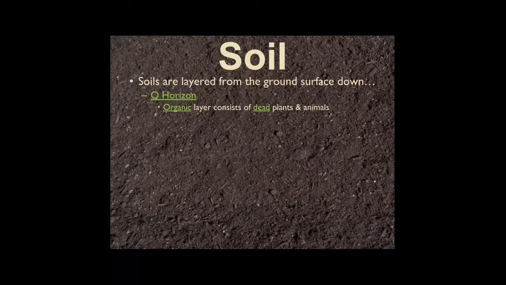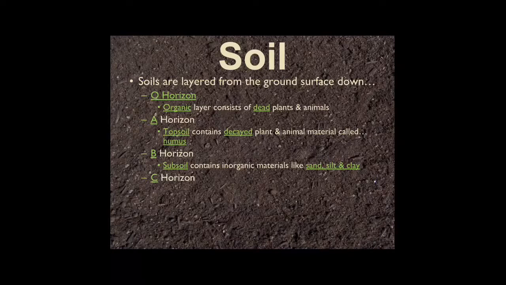Now our naming system changes to letters of the alphabet. So we have the A, B, and C horizon. So what do these mean? A horizon is the topsoil that contains the humus, not to be confused with hummus. So this is the decayed plant and animal material. Below the topsoil we have the subsoil in the B horizon, and this contains inorganic materials like sand, silt, and clay. And finally, we have the C horizon, which is the weathered rock fragments with little to no organic material.